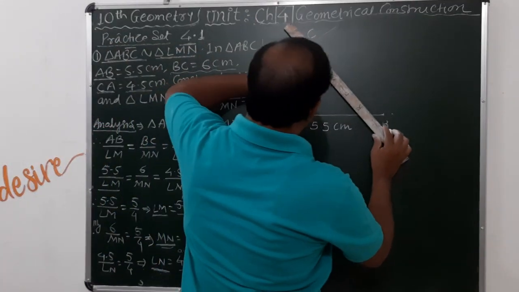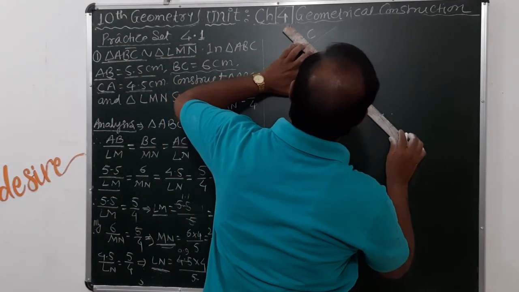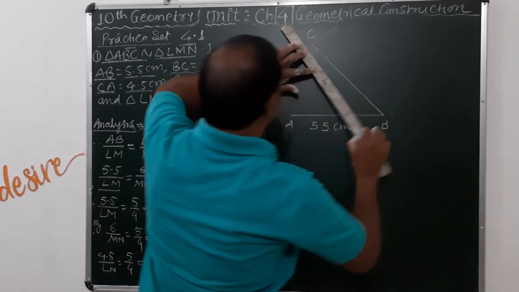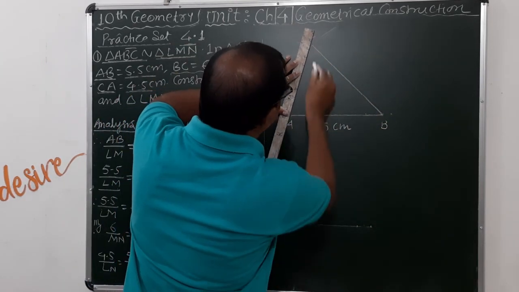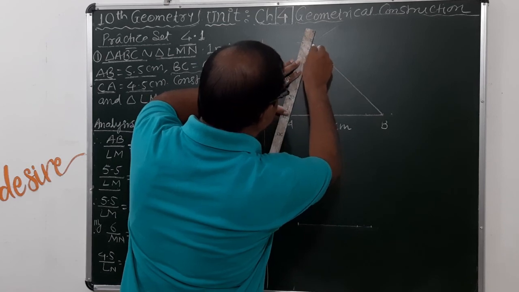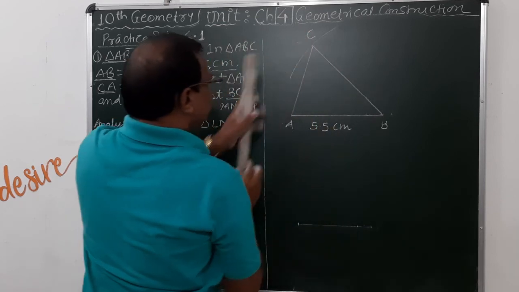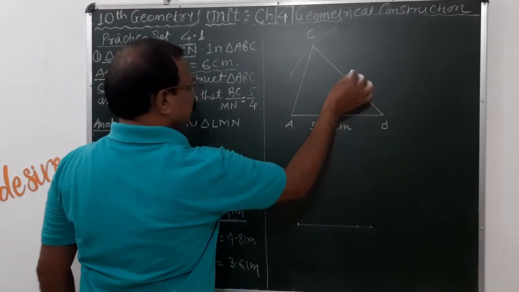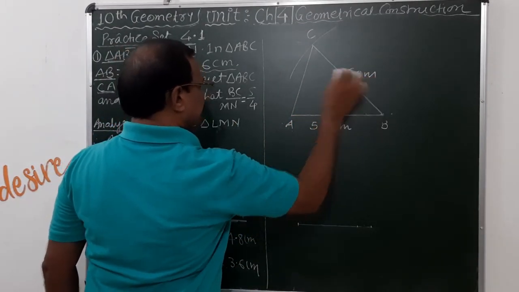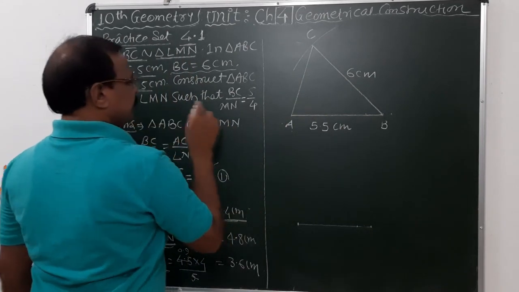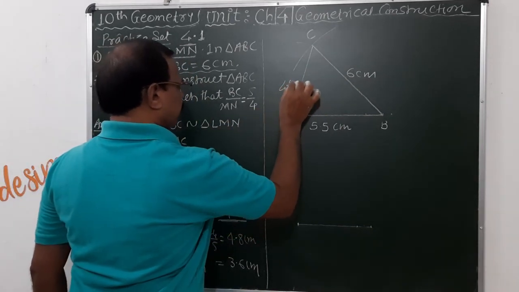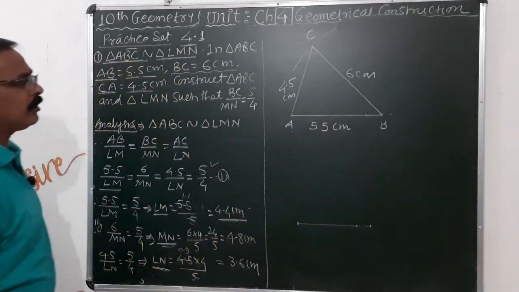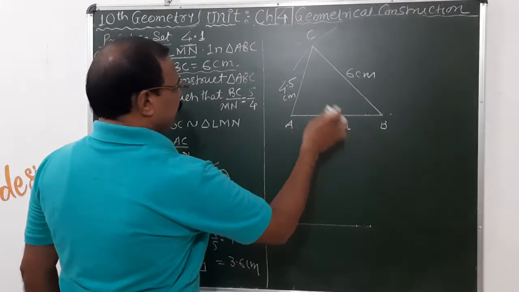This point is nothing but C. Then join point B to C as well as A to C. So this is your required triangle ABC. So the dimension BC is equal to 6 centimeter, CA is equal to 4.5 centimeter. So in this way we can draw the triangle ABC.